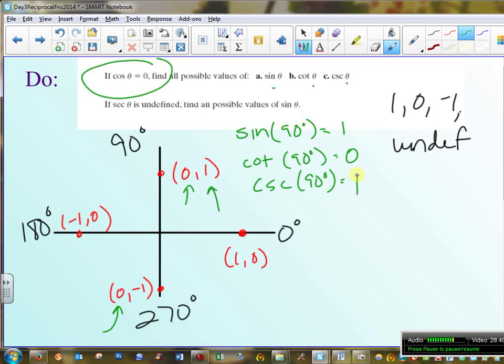Now, the only thing that's the least bit tricky over here is that we do have things that come up undefined. That's because when you put the 0 on the bottom of the fraction, the answer is undefined. So if you're starting with an undefined number, it means that 0 was on the bottom of your fraction. And so that means the 1 or the minus 1 would have been on the top of the fraction.